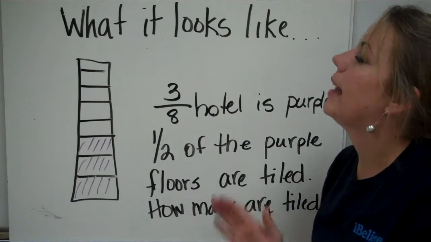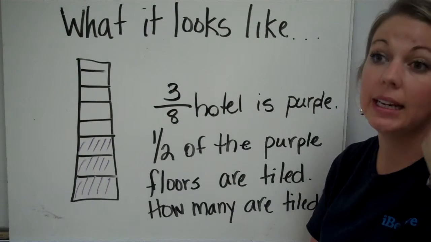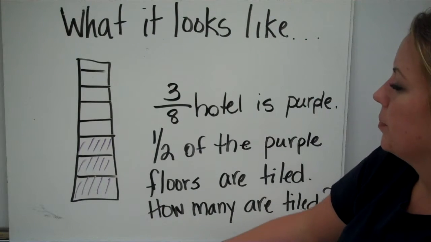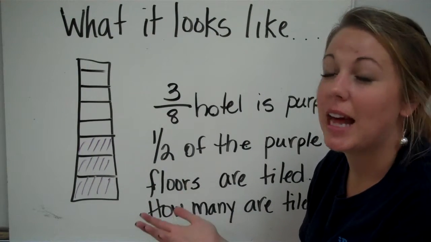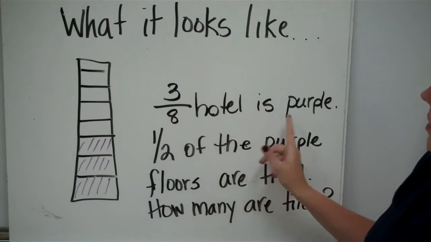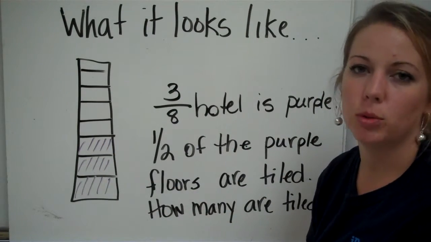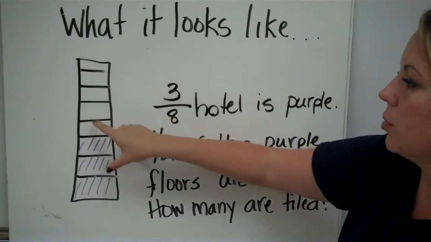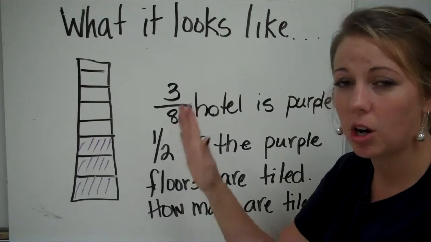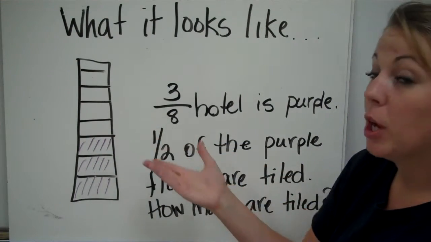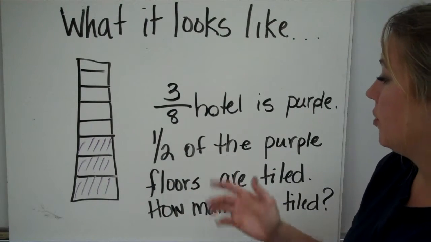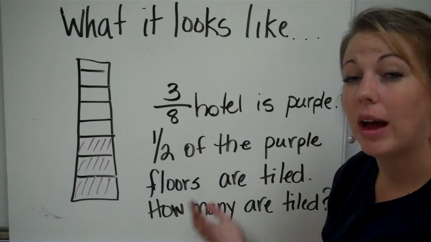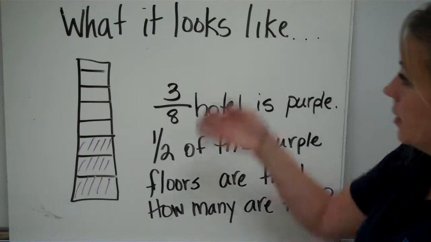Let's imagine that we work for a hotel and we are designing a hotel, and we are going to paint our hotel and design the flooring, and 3/8 of our hotel is going to be designed using purples. So here's my hotel, and 3 of the 8 pieces, 1, 2, 3, 4, 5, 6, 7, 8, and 3 of them are purple. I already have that handled. But my hotel manager or owner wants half of the purple floors to be tiled, only half of them. Well, I need to know how much that is, so I need to solve this question.